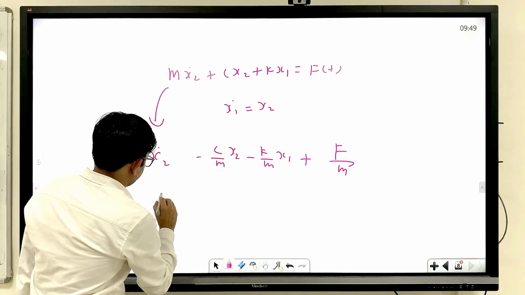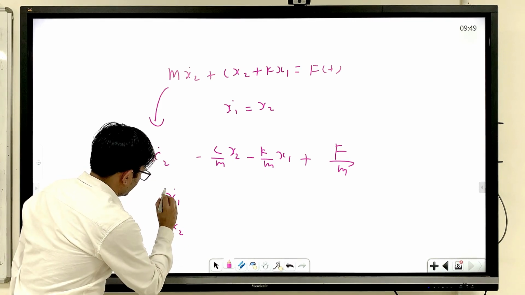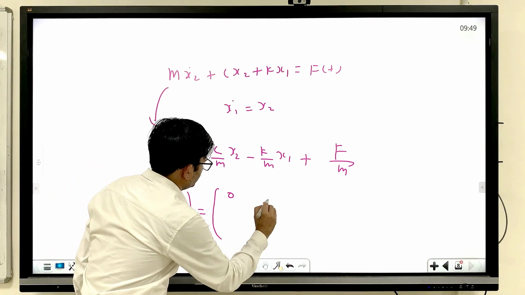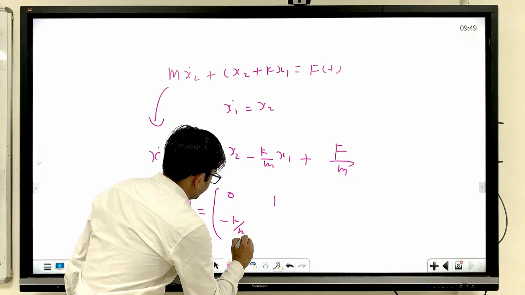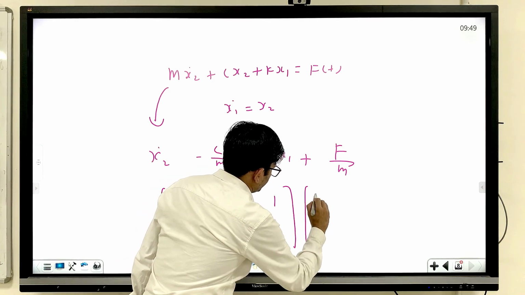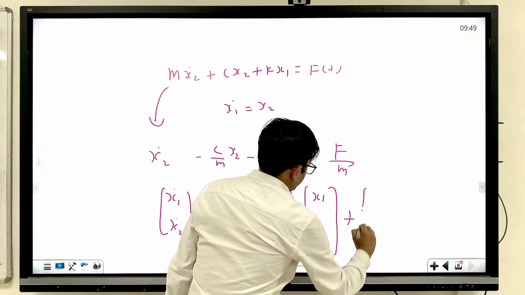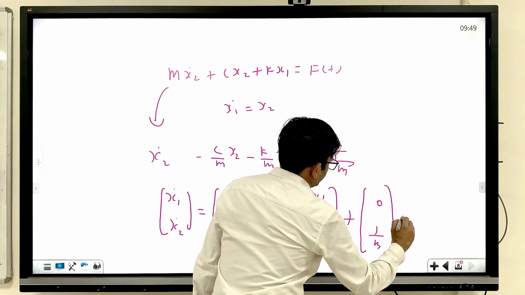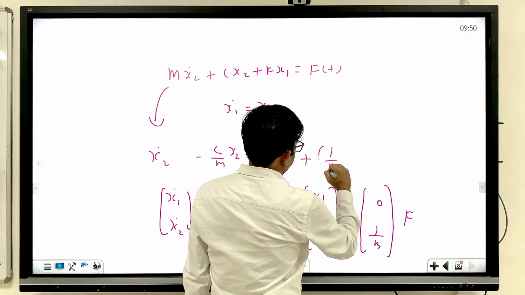Take this equation, x1 dot, x2 dot, equals the matrix 0 1, and what is the coefficient of this? Minus k by m, minus c by m, times x1, x2, plus 0, 1 by m, into f. So this you can write as 1 by m in brackets, and then f.